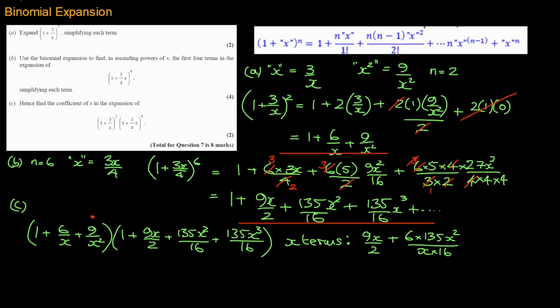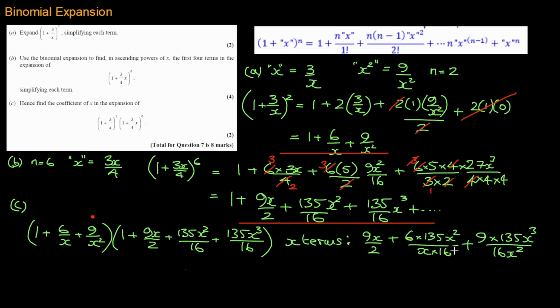Now this term, no, that's going to generate an over x squared. That's going to generate an over x. That's going to generate a number. And this will generate one of our terms. And this is going to generate 9 times 135 x cubed on the top, on the bottom 16x squared. So we've got two options now.